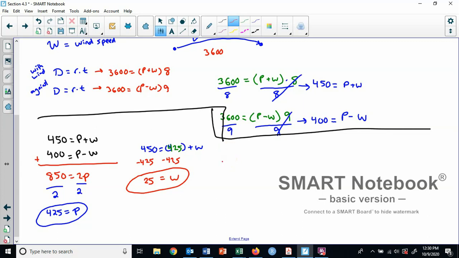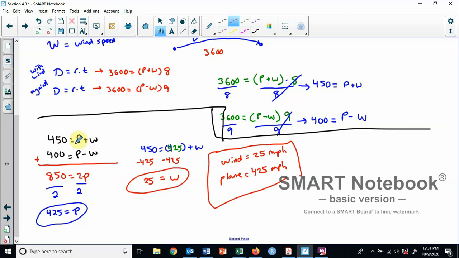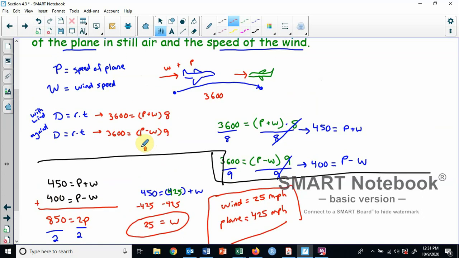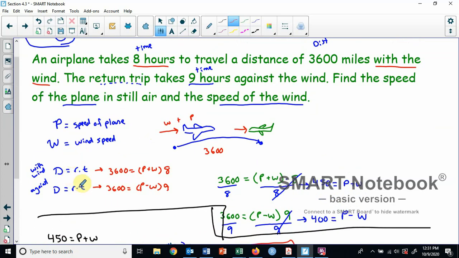So we need to answer the question: what is the wind speed and what is the plane speed? Well, what's the wind speed? That was W, right? That was 25. And everything in here was miles per hour. What was the plane speed? 425 miles per hour. So I have solved this. Really, the solve below the black line here was actually really easy because we already know how to do this. All the rest of the work is in setting up the equations.